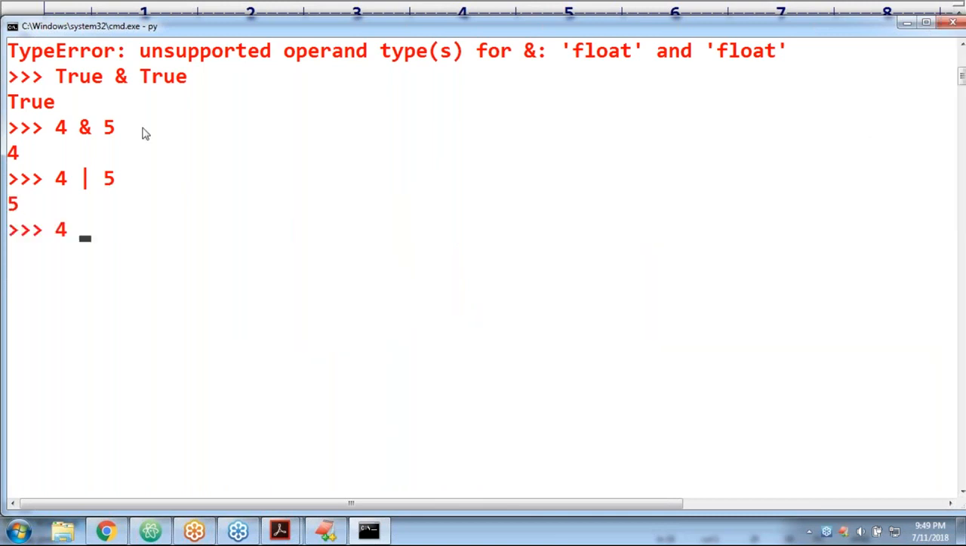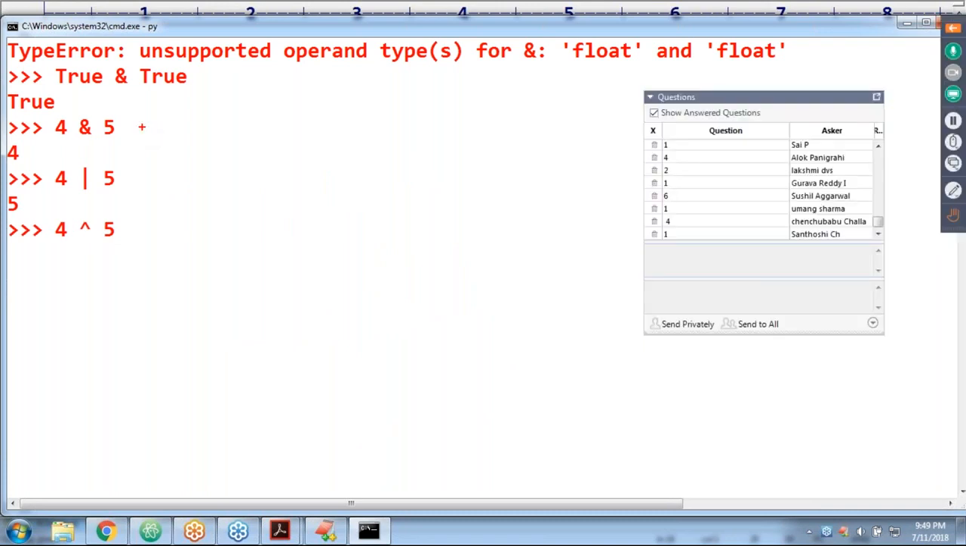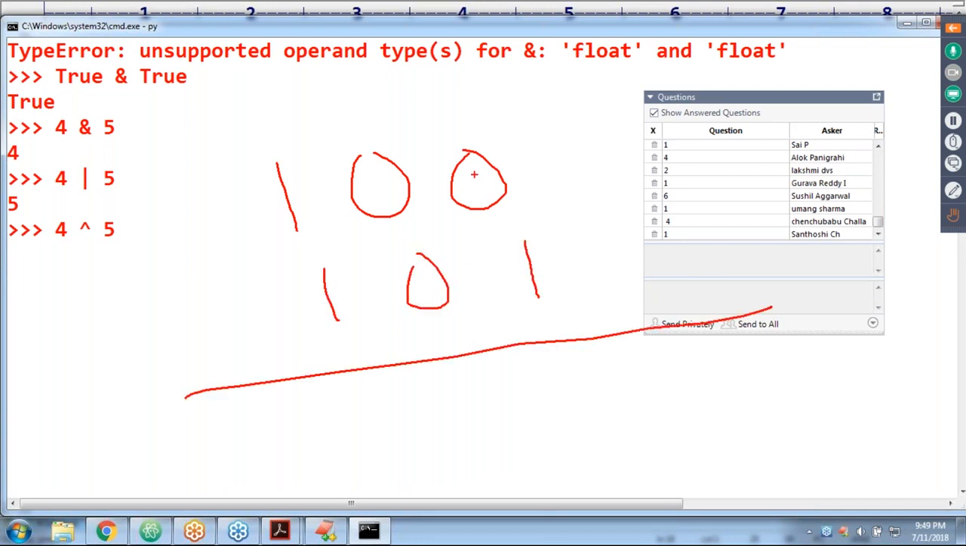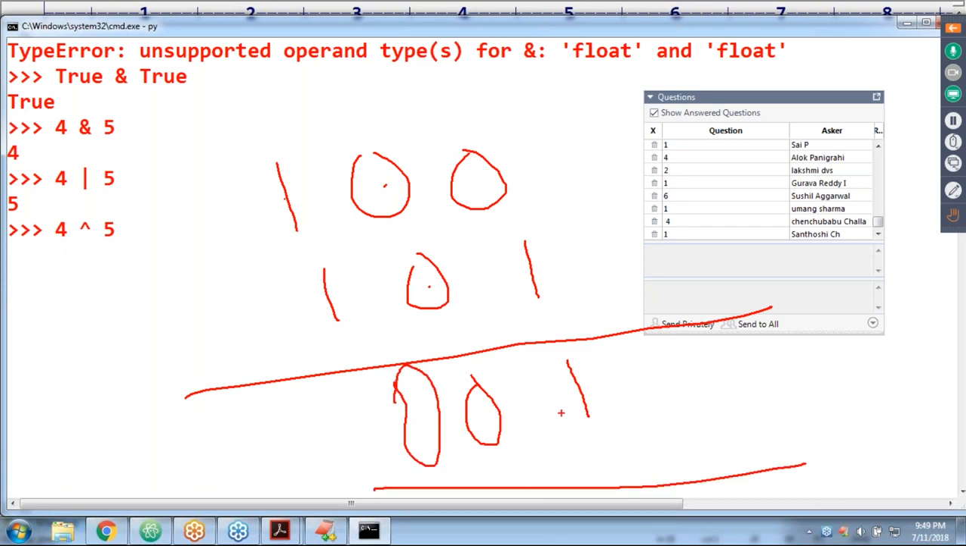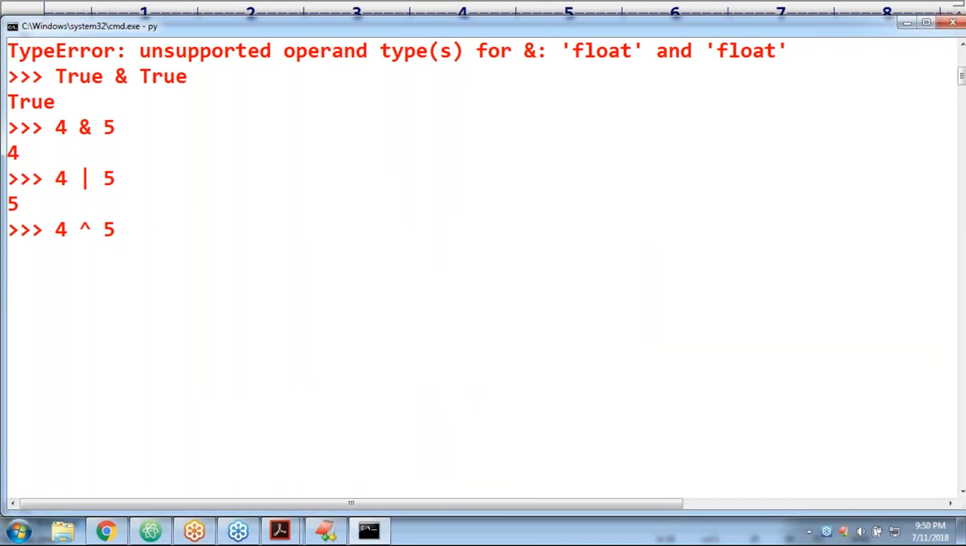Next, 4 XOR 5 I'm taking. How is it going to work, sir? 4 means 1 0 0, 5 means 1 0 1. If both bits are different, 1; if both bits are same, 0. Both bits are same, that's why 0 is the answer. So 0 0 1 itself is nothing but 1. Can you please observe? 1 is the answer.